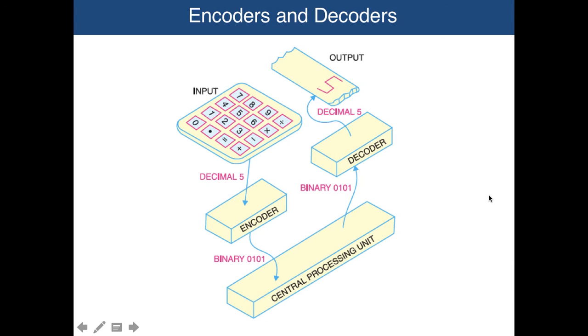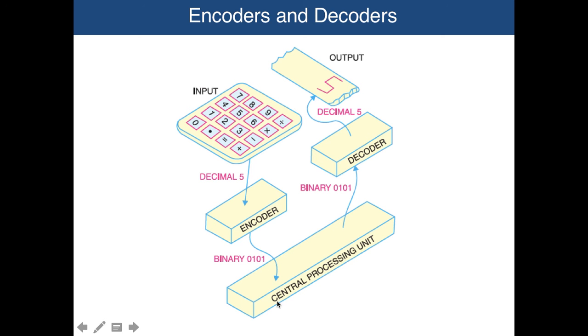The next is the encoder and decoder. This is the calculator. If you press the digit 5, this encoder will convert this decimal into the binary form 0101. The encoder's work is to convert the decimal form to the binary form, and the decoder's work is to convert the binary into the decimal form. So this encoder will convert this decimal 5 into the binary form 0101, and this signal goes to the central processing unit.